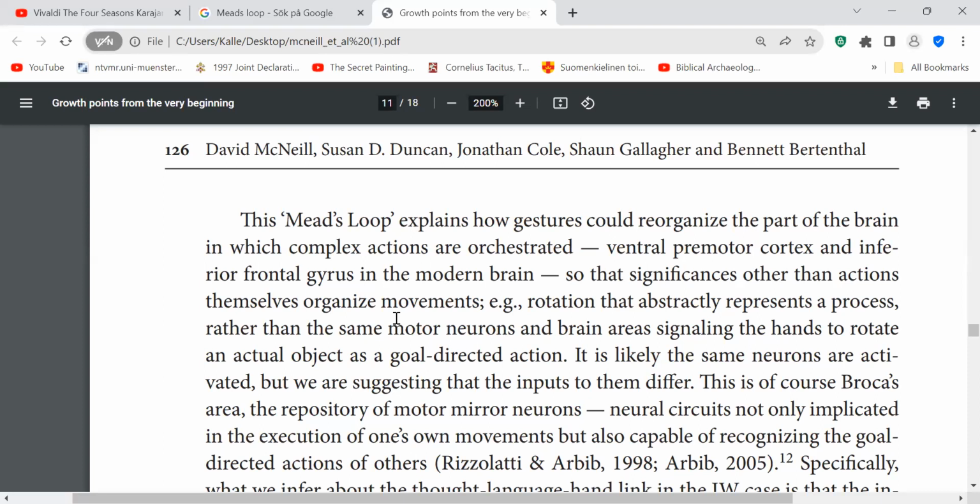On the beginning of 126, this Mead's loop explains how gestures could reorganize the part of the brain in which complex actions are orchestrated: ventral premotor cortex, inferior frontal gyrus in the modern brain, so that significances other than actions themselves organize movements. For instance, rotation that abstractly represents a process rather than the same motor neurons and brain areas signaling the hands to rotate an actual object as a goal-directed action.